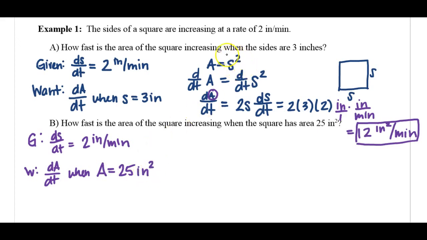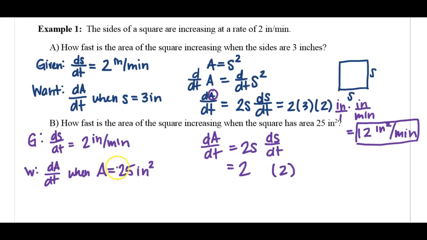So I in fact have to use the same relationship because I want dA/dt, so A equals S squared. So I'm actually going to use the exact same formula, dA/dt equals 2S ds/dt. But I'm going to be missing something. I'm going to be missing an S. So I have a ds/dt still. That quantity has remained 2. But I don't have a side length.